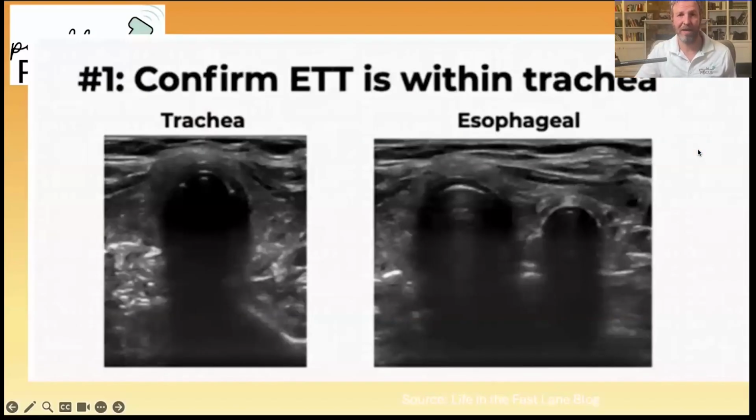This image from Life in the Fast Lane shows a transverse view of the neck. You can see the trachea here, this round air-filled structure, and just next to it sits the esophagus, which is right about here. If the tube goes into the esophagus, you'll see a second round structure light up with air, like here. So if you don't see that, if you don't see this image with a second structure, you can be reassured that the tube is in the trachea.